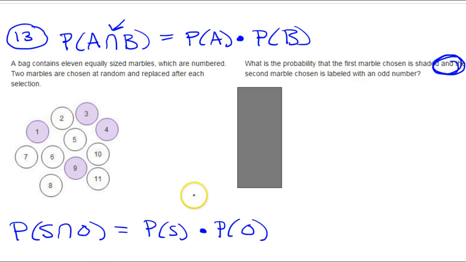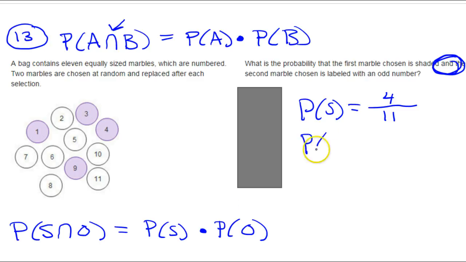Okay, so let's figure out those individual probabilities so we can do this. What's the probability of picking a shaded marble? So target over total, guys. The total number of marbles is 11. How many of them are shaded? 1, 2, 3, 4. Okay, so the probability of the shaded is 4 over 11.